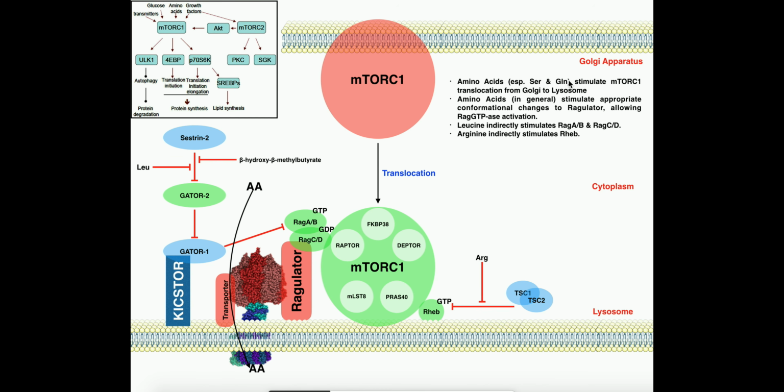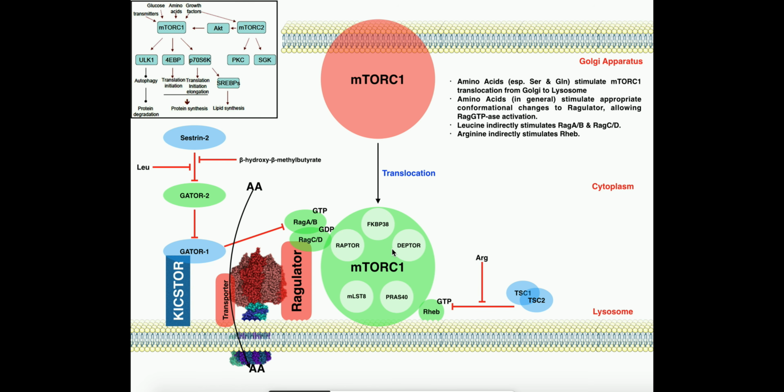And this is actually the reason why you'll often see glutamine marketed as a supplement for exercise. In fact, sometimes if you buy certain powders of BCAAs, they'll actually throw in some glutamine in there, even though glutamine is not itself a BCAA. Okay? When you have these amino acids, but especially serine and glutamine present, they're going to stimulate the mTORC1 to translocate from the Golgi to the lysosome. Okay? And there have to be those amino acids present.